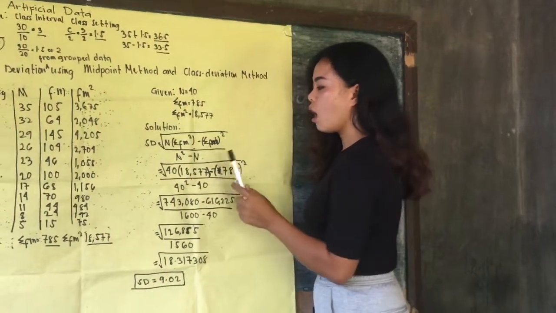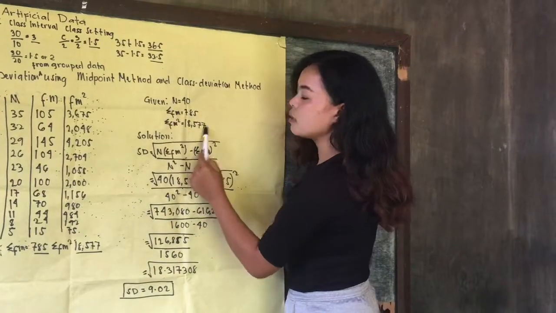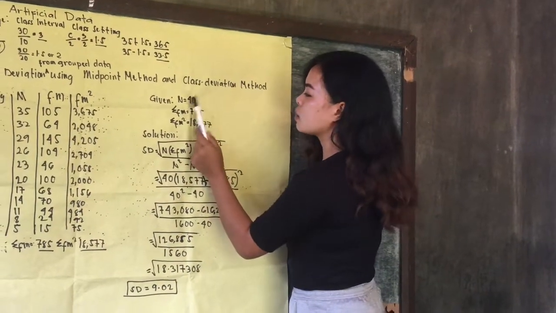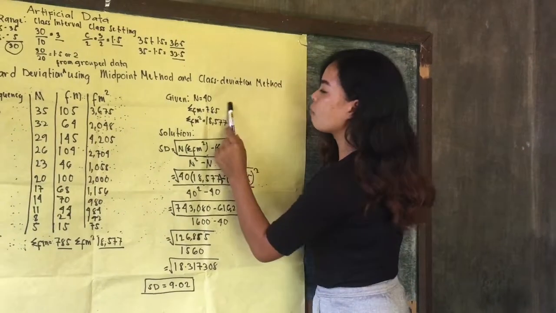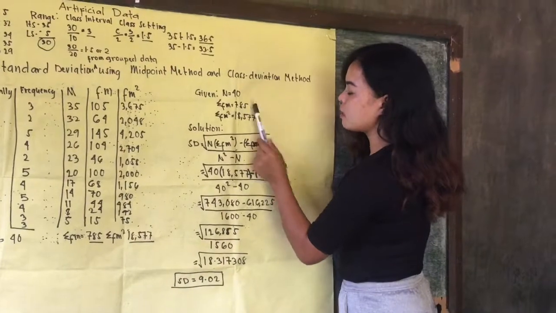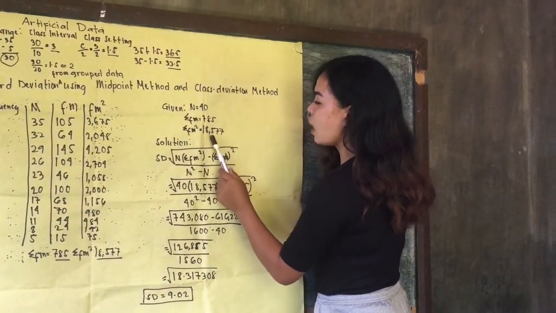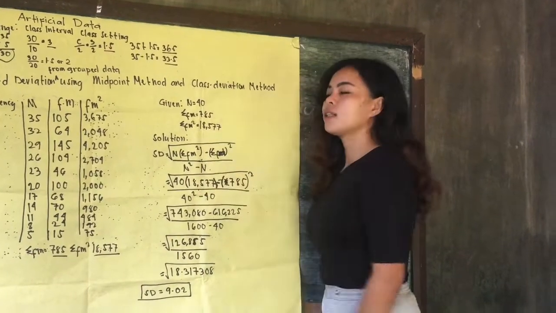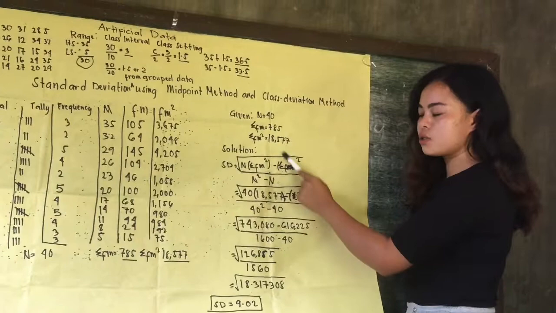to our formula. So we have the given: n stands for the number of cases, we have 40. The summation of FM, we have 785. Then the summation of FM2, we have 18,577. So the next step is to substitute.